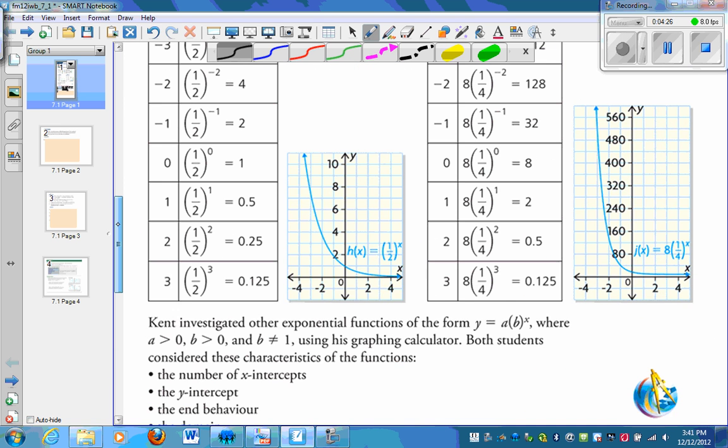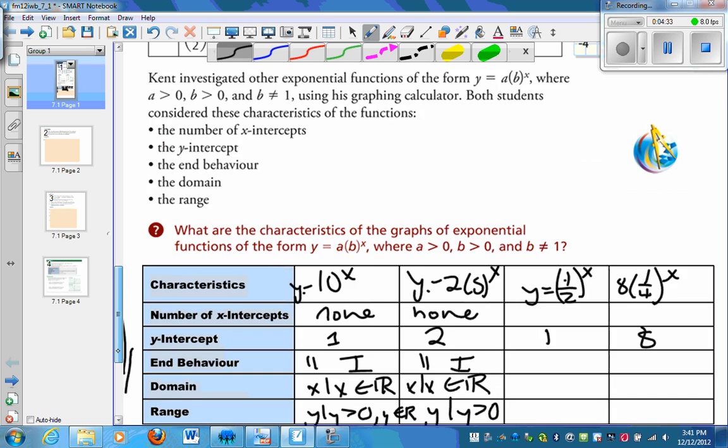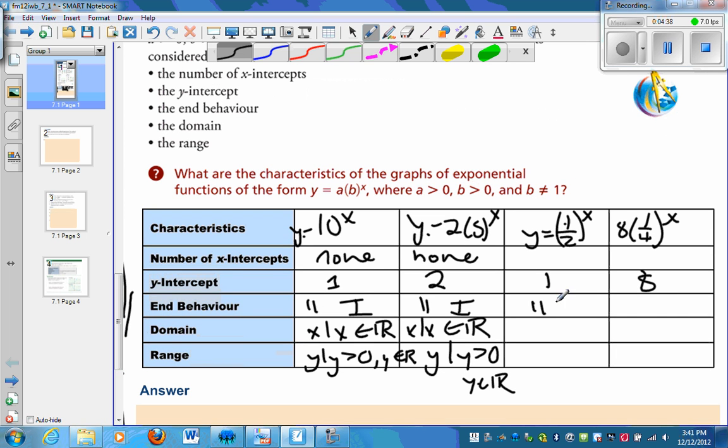Wait a second. Is it 1? 1/2 to the 0. 1. 8. Okay. These both go from 2 to 1. They don't have anything here. No x-intercepts. The domains are all the same. So I'm just going to do this. And the ranges are all the same.